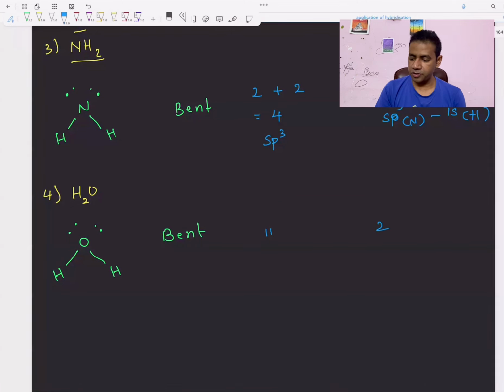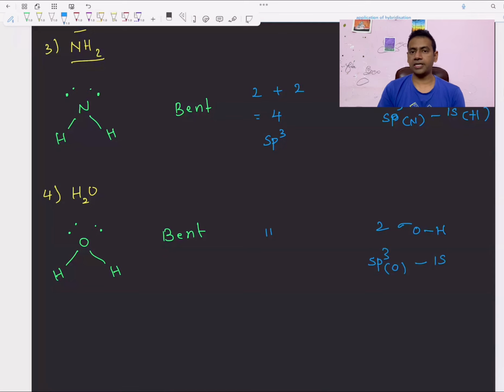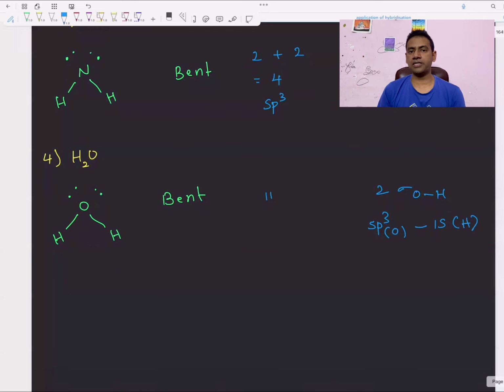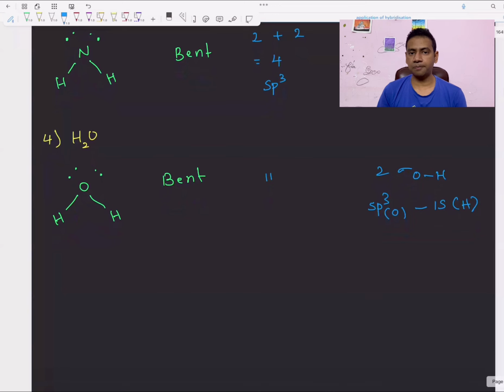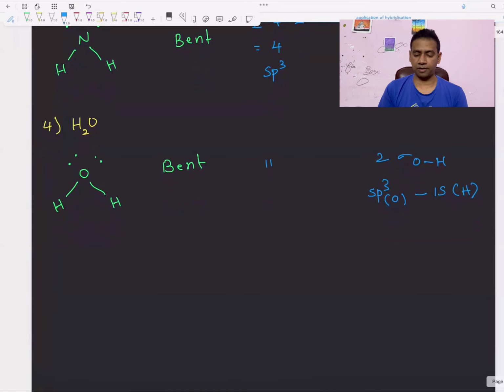Here we have 2 sigma OH bonds. We call it sp3 hybrid orbital of oxygen overlapping with the 1s atomic orbital of hydrogen. So we got 2 sigma OH bonds, and as usual 2 lone pairs, and each lone pair is present in 1 sp3 hybrid orbital.